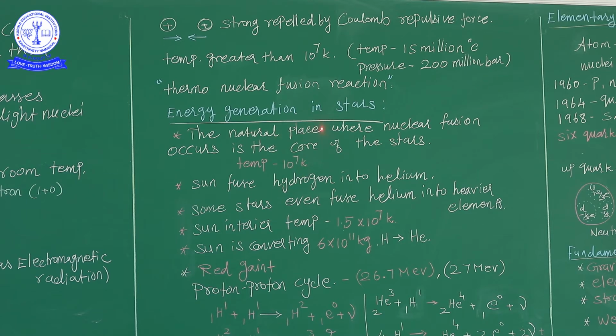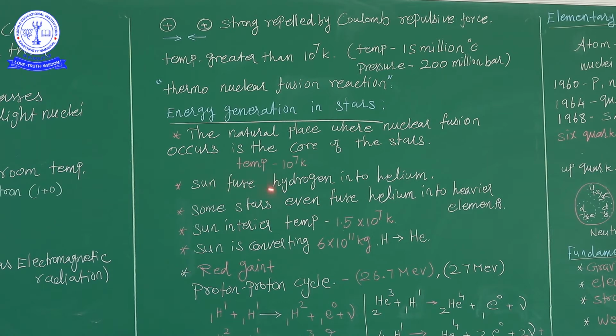The natural place where nuclear fusion occurs is the core of the stars, the inside of the stars. The sun is one of the stars, and the inside of the sun has a temperature of 10 to the power of 7 Kelvin. So this temperature is enough, and the nuclear fusion process is occurring in stars. The sun is one of the stars, and the sun fuses, that means the fusion process.